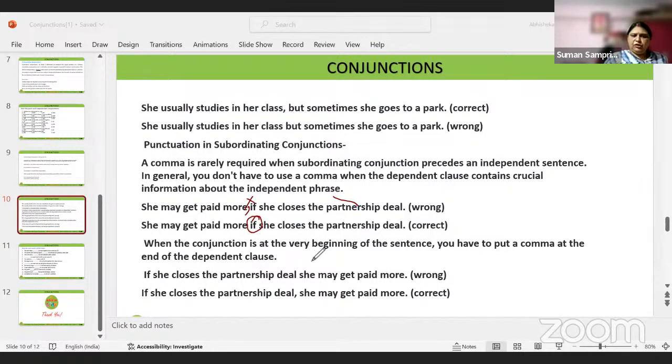But when the conjunction is at the very beginning, right? There we are supposed to, if the sentence begins with a conjunction like this, you need to put a comma after the if clause, the dependent clause, and then you write the independent clause.